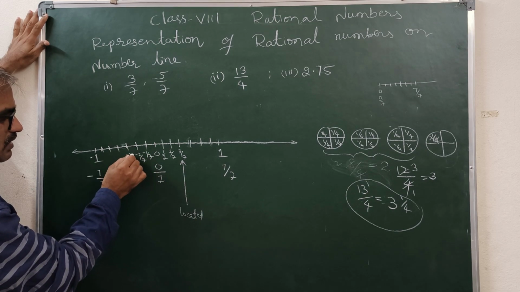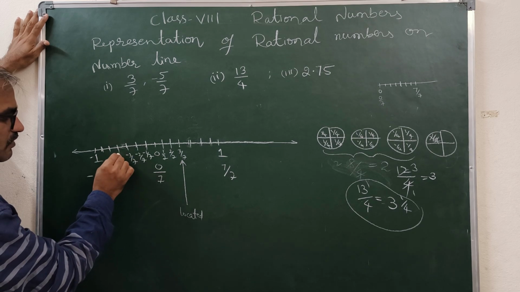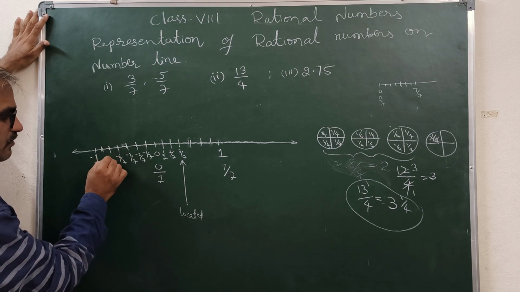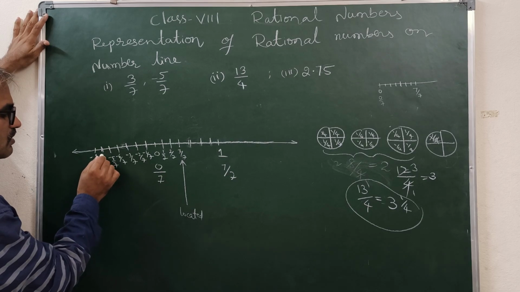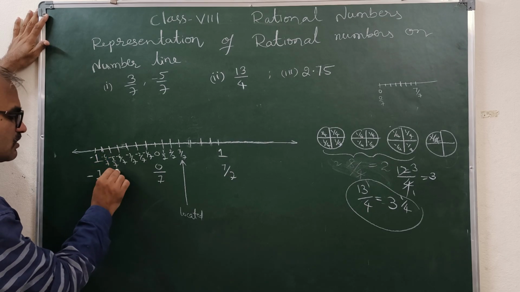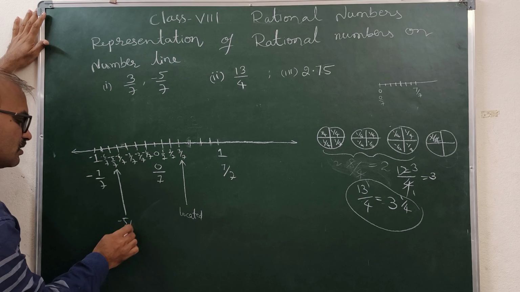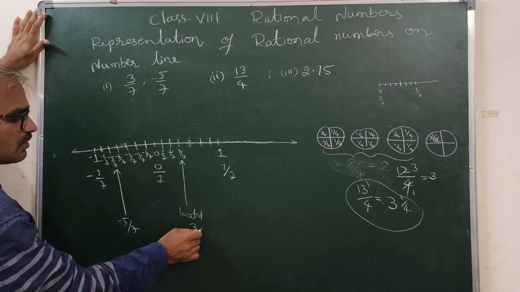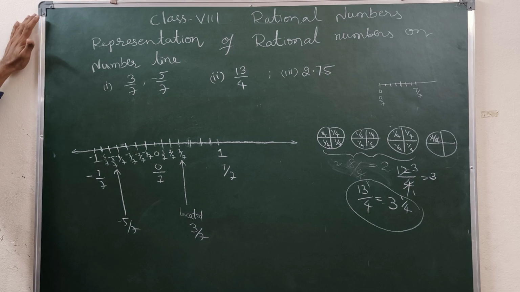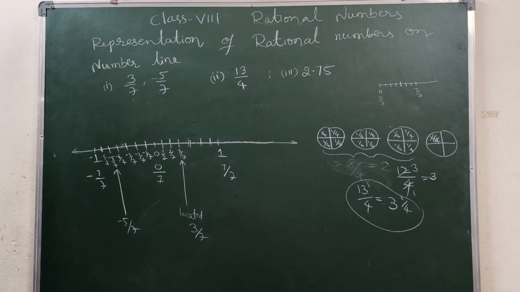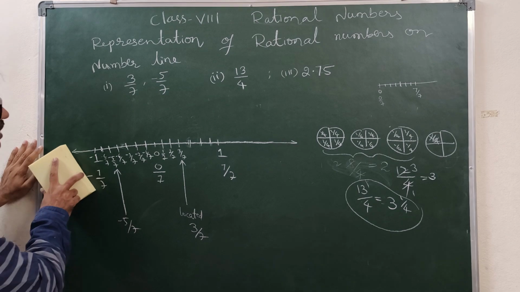Third one will be minus 3 by 7. Fourth one will be minus 4 by 7. Fifth one will be minus 5 by 7. Sixth one will be minus 6 by 7. So this is located, right? Located: minus 5 by 7, 3 by 7. In that way, you have to locate rational numbers on the number line.